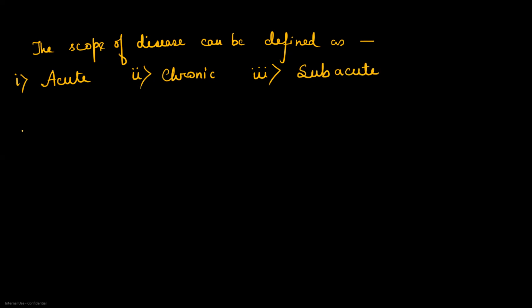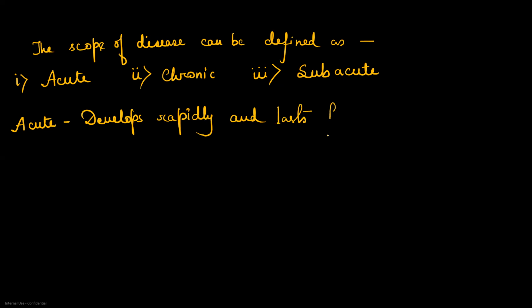All right. Now, what is acute? Acute is it develops rapidly but lasts for a short time. Example, influenza. Influenza doesn't last for ages and ages.